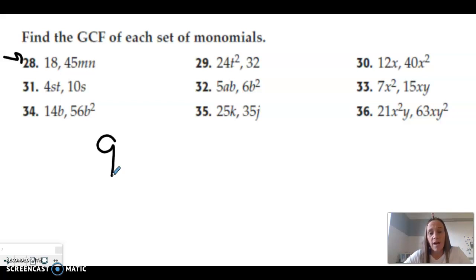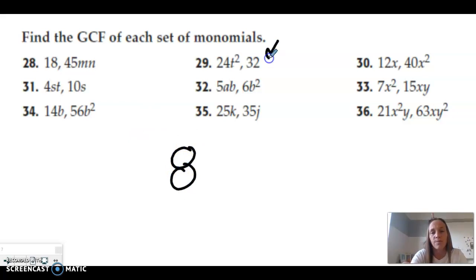The same thing's going to happen with number 29. So first I focus on the numbers, 24 and 32. And the greatest number that they can divide by, the GCF of 24 and 32, is 8. And then I'm not going to worry about the variable in this case because the 32 doesn't have any variables. So that's not going to be included in the GCF. It's not a common factor for them.